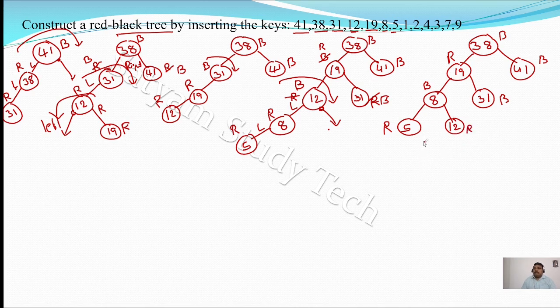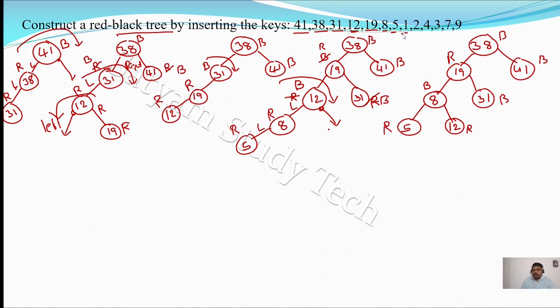Now you can check, is there any red violation? There is no red violation, and the root node is the black color. Here in this path there are two black nodes, in this path also two black nodes, in this path also two black nodes, and in this path also two black nodes. So each and every property is satisfied, so this is a red black tree.